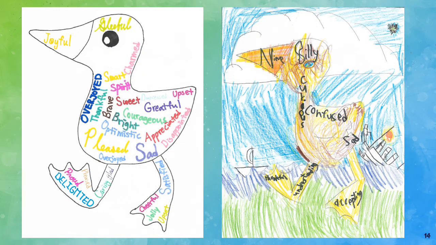Equity and differentiation in learning was apparent as some students easily created representations of many character traits, while other students, including English learners, were able to produce an artistic representation of their character with even a few character traits.